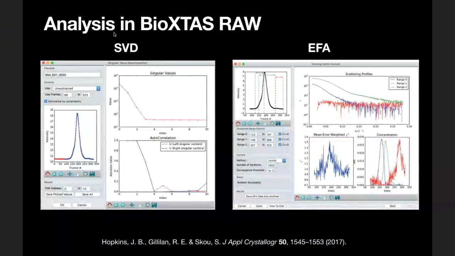Both EFA and SVD you can do in RAW. On the left is the SVD window that you'll see, and on the right is the EFA window. You can also read more about this in Jesse's paper on RAW from 2017.